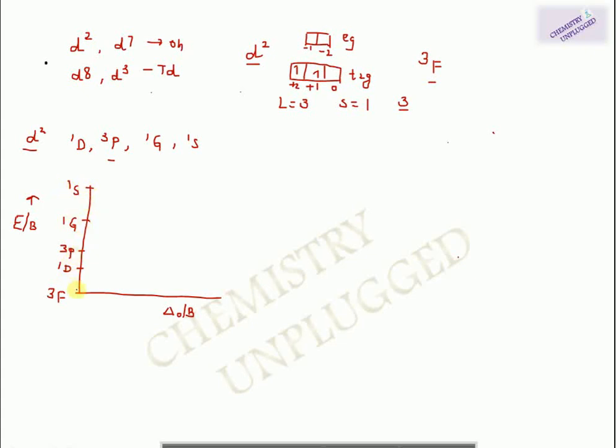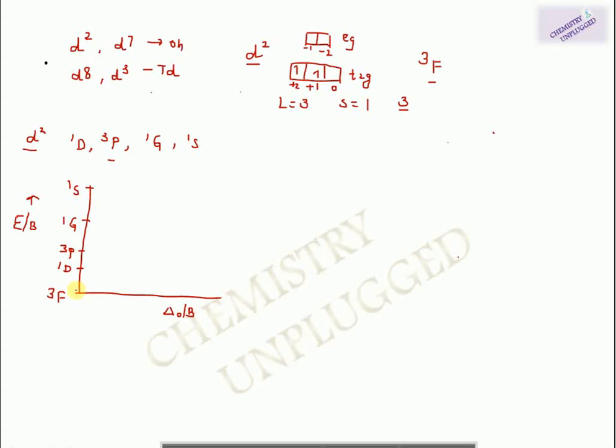In this way we place all the terms, and when this free ion forms a complex, these terms will split. Suppose F splits into 3 terms, A2g, Eg, T2g. D splits into Eg and T2g. P does not split, but its energy level is increased and it becomes T1g. Then G also splits into T1g, T2g, Eg and A1g. And S does not show splitting, but its energy increases and it becomes A1g.